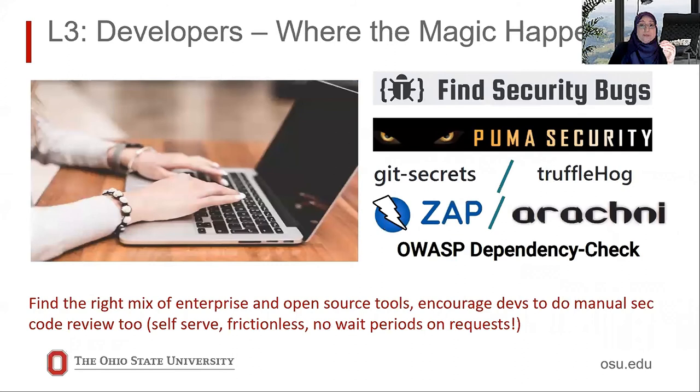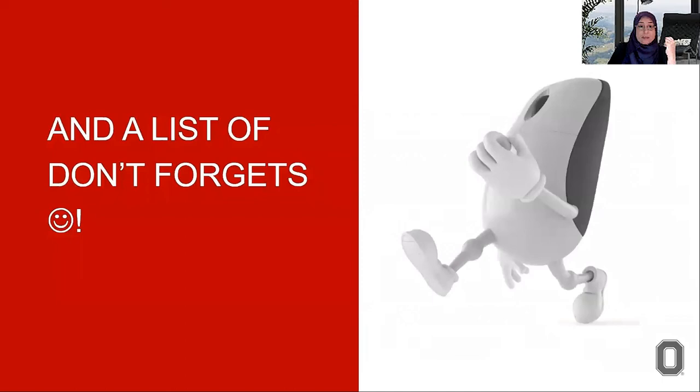And then you have developers, where the magic really happens, right? So enable them with the tools they need. If you don't have enterprise tools, if you don't have the budget, go for open source. There's lots of beautiful stuff. And enable them to have it self-serve, frictionless. Again, the concept of DevOps still applies, how we can self-serve, how we can have no wait periods, all these important concepts. And I have some lists of don't forgets for you.